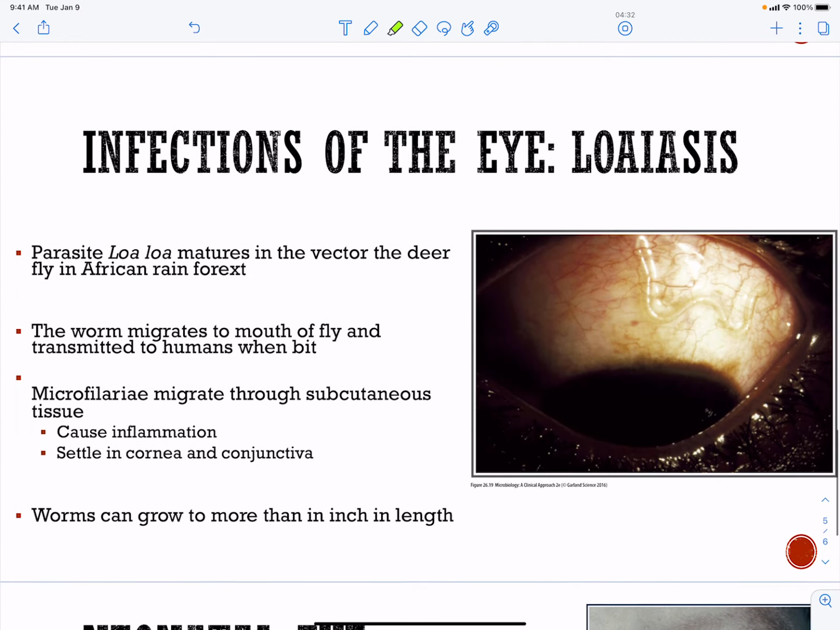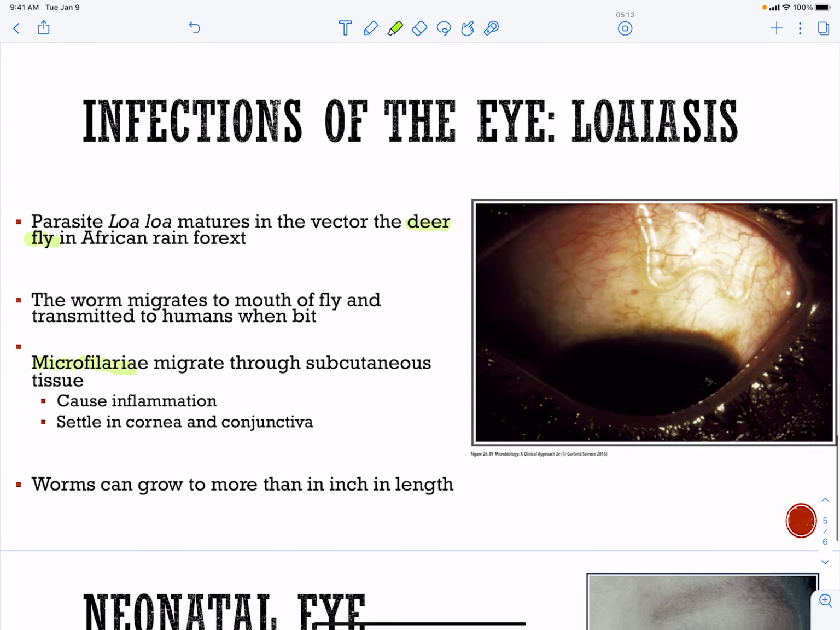Loa loa is going to be a parasite, the worm that gets in there. This is transmitted by the deer fly. This is going to be associated with the African rainforest. And the worm is going to migrate to the mouth of the fly and be transmitted when it bites. It has a microfilaria form that migrates through our tissues. So it's similar to a life cycle like a hookworm, except Loa loa wants to get to your eye, not to your gut. And so it's going to find its way through the subcutaneous tissues. It's going to settle in the cornea, and the worms can grow to more than 1 inch in length, and you can see it actually in your cornea.